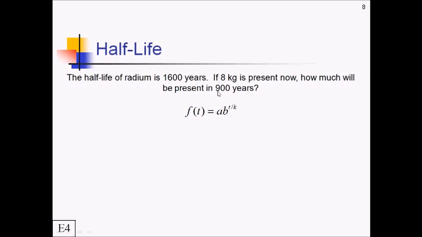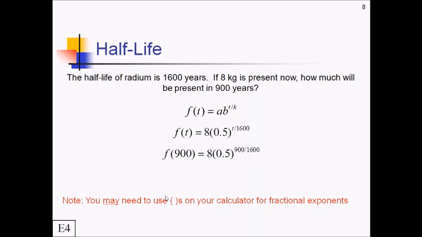So again, 8 is our A value, half is our B value, 0.5, and then we've got a certain number of time. K value is going to be 1,600. The K value here, you're always dividing by whatever amount of time you're supposed to wait for the b value to take effect. The t value now, the time, is going to be 900 years. So we'll just put 900 in that fraction, and then let's let our calculator do the work.